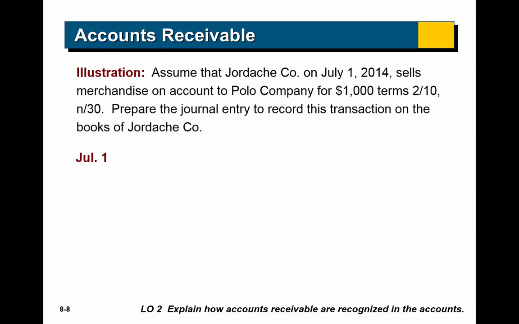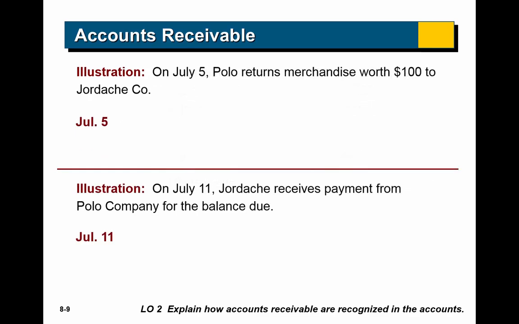All right, so here's an example. Assume the DoorDash company on July 1st, 2014 sells merchandise on account to the Polo Company for $1,000, terms of 2/10 net 30. Prepare the journal entry to record the transaction on the books of DoorDash. Okay, so we sold it. They didn't pay us cash, so our accounts receivable will increase. That's an asset, so it's debited $1,000, and our sales revenue will increase. That's a revenue, so it credits $1,000.